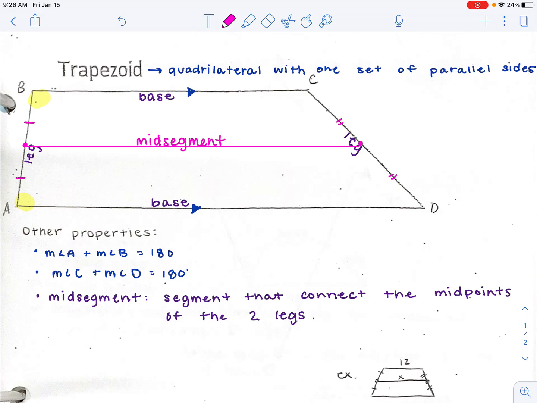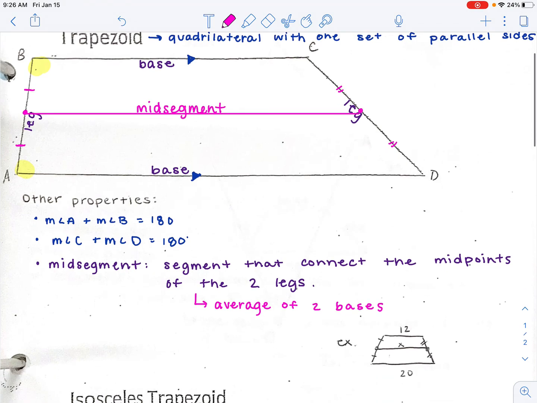Now the good thing is we can actually figure out how long the mid-segment is based on the bases. The mid-segment is actually the average of the two bases. So let's do this little example down here for us.